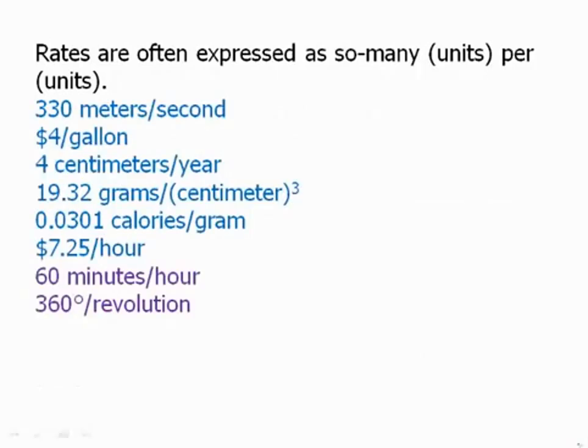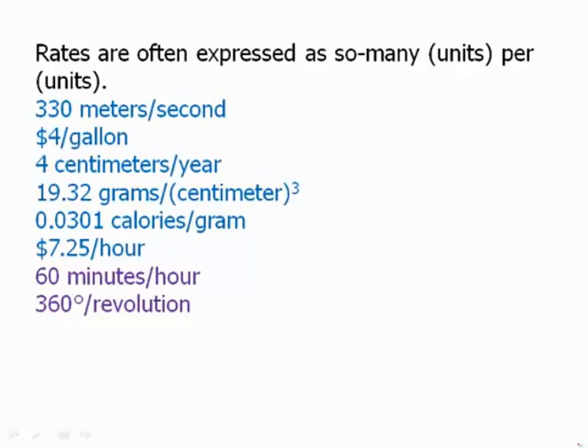Rates are often expressed as so many units per units. So for example, all of these are rates. Many of these are drawn from science. The last two are special kinds, 60 minutes per hour or 360 degrees per revolution. These are examples of unit conversions. So these would be examples of things you would actually be expected to know.